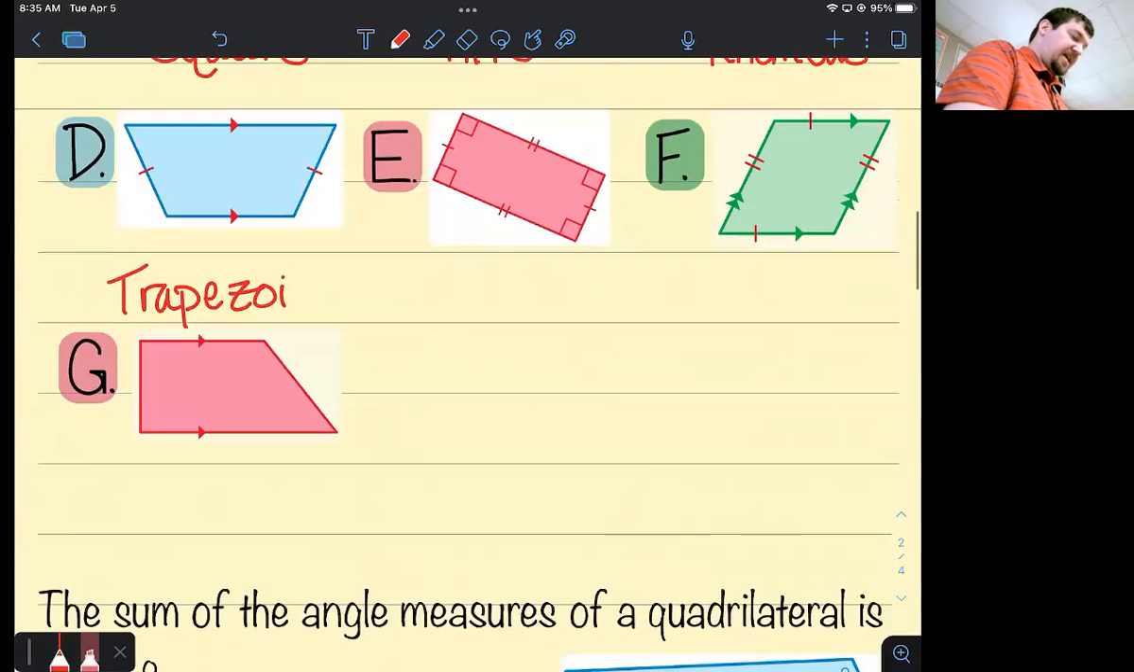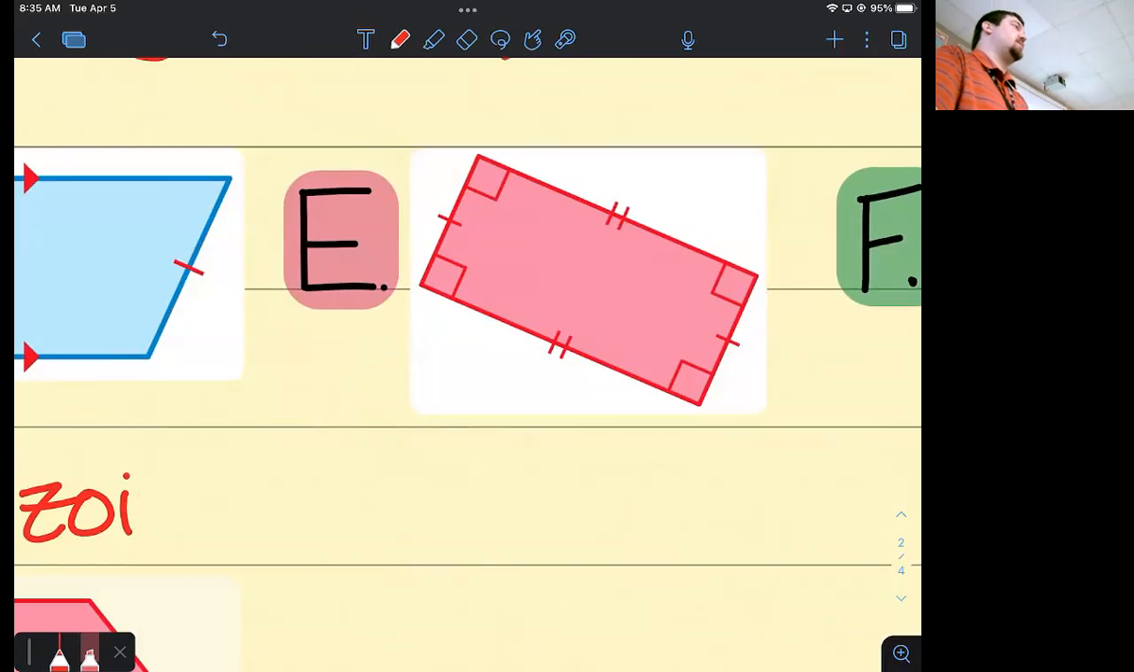Okay, let's go on to example E. I see 4 right angles. Opposite sides are equal. What do you call this shape? Hunter? More specific. It's a parallelogram that has right angles. It's a rectangle. Yep, it's a rectangle.